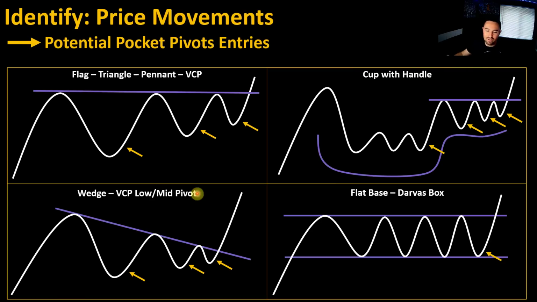So a pocket pivot. You will probably be familiar with classic chart patterns, which are basically variations of flags, triangles, pennants, volatility contraction patterns, cup with handles, wedges, which could also be thought about as a VCP low mid pivot, and your flat base Darvas boxes. Within those, you can identify pocket pivots, Voodoo setups, or trigger bars, as I call them as well. So it's basically where you're not buying at the traditional breakout point. You are buying lower in the base. It means for me, if you identify it correctly, I think you can take really asymmetric risk versus reward trades.